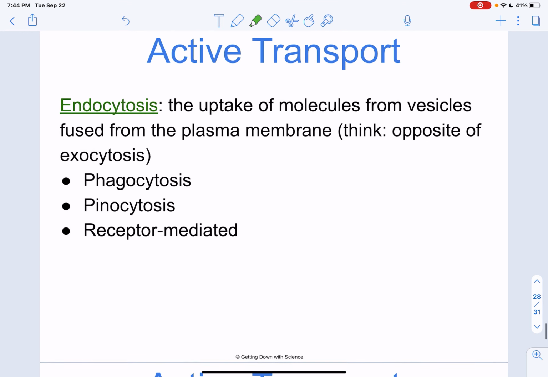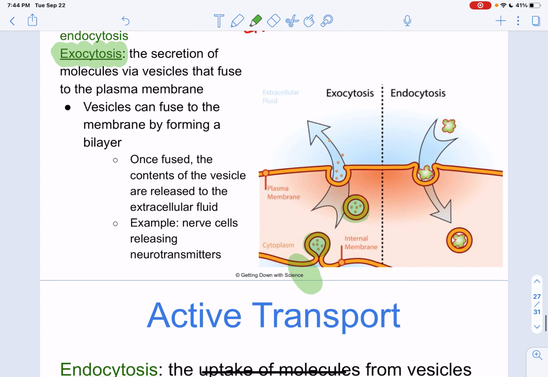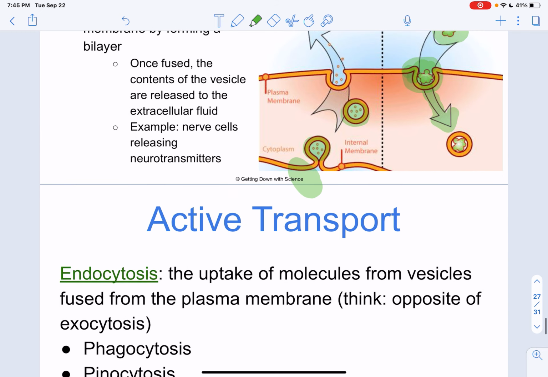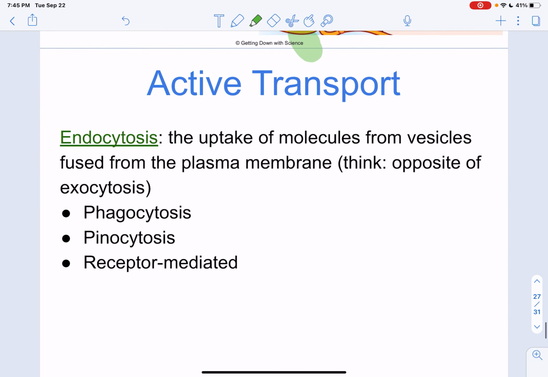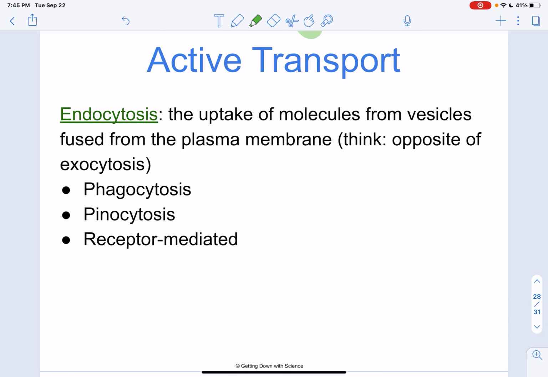Whereas with endocytosis, it's going to be the opposite. It's going to be the uptake. Let's say we have sugar floating around. The plasma membrane will detect that the sugar is on the outside boundary of the plasma membrane. It's going to engulf it and bring it to the inside of the cell. This is how we get big molecules in, like glucose. So it's the uptake of molecules and materials via vesicles into the cell.